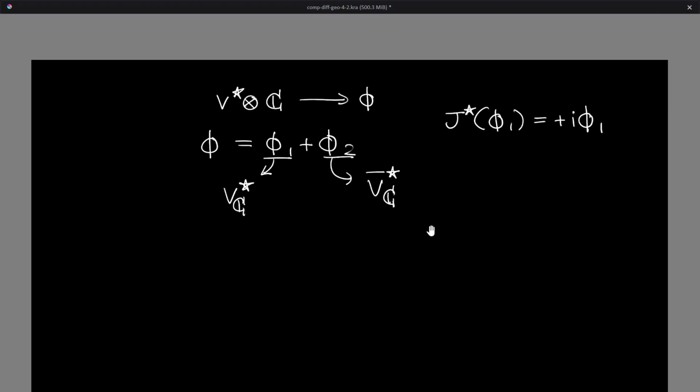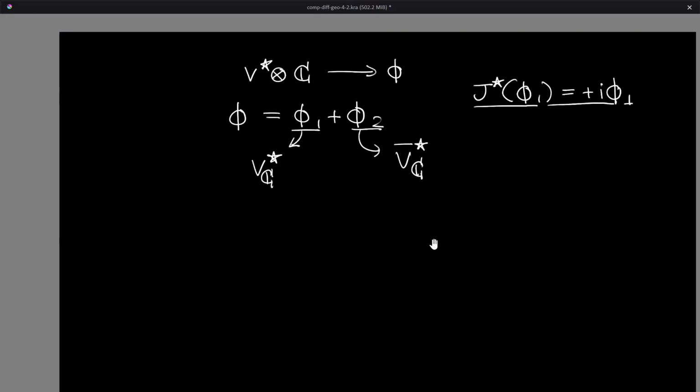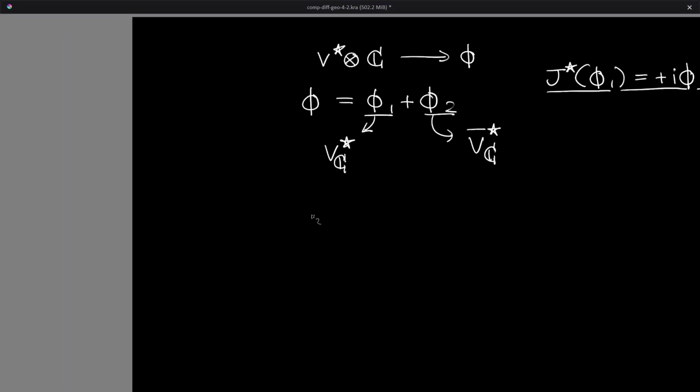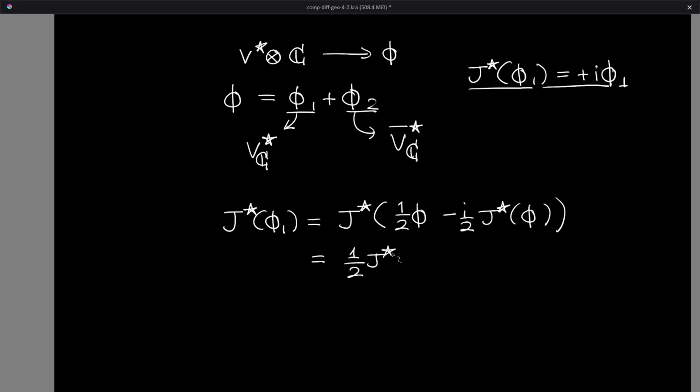I'm going to do one of these. I wanted to try to do the algebra live, and I got stuck on one of the steps, but I wanted to show everyone how to do it. It's J star of phi 1 expanded in terms of its definition, which was actually half phi plus J star, minus I over 2, if I'm remembering correctly, J star of phi. J star is a linear map, so we can distribute it all over. So we get this.